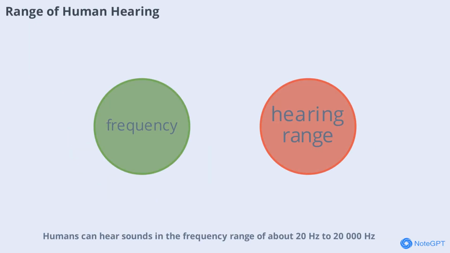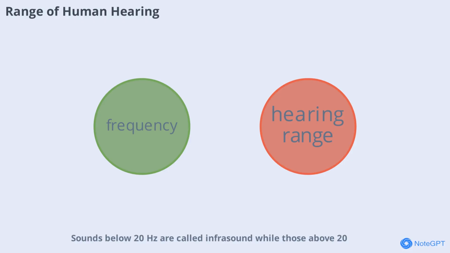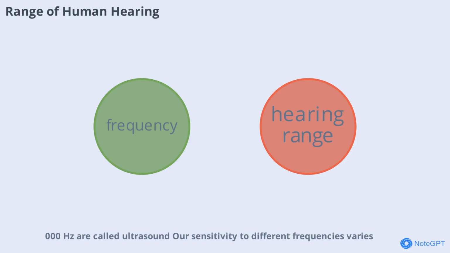Humans can hear sounds in the frequency range of about 20 Hz to 20,000 Hz. Sounds below 20 Hz are called infrasound, while those above 20,000 Hz are called ultrasound. Our sensitivity to different frequencies varies, with the greatest sensitivity between 2,000 and 4,000 Hz. This range allows us to enjoy music, communicate, and detect important sounds in our environment.